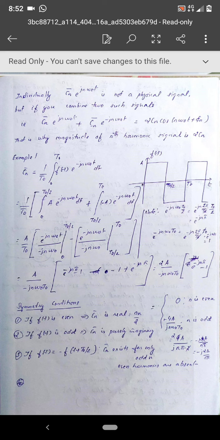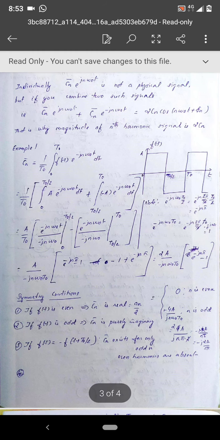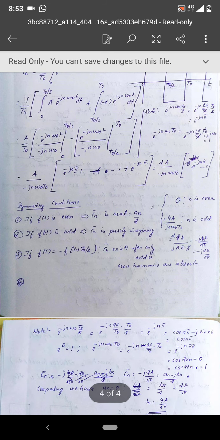Similarly, the integration of the second term is e raised to minus j n omega naught t divided by minus j n omega naught, within limits t naught by 2 to t naught. Now we have to apply the upper limit and lower limit. If you concentrate on the first term, we apply the upper limit of t naught by 2. So we'll see what is the result: e raised to minus j n omega naught, and instead of small t, we substitute t naught by 2.